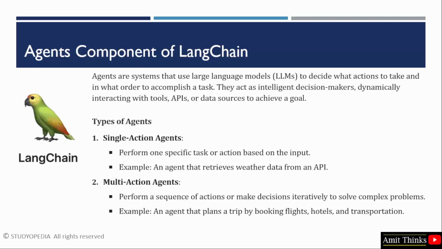The second one is multi-action. Multi-action agents can perform a sequence of actions iteratively to solve complex problems, like an agent that plans a trip. So what are the things required to plan a trip? Like an agent is used to book flights, hotels, and even the transportation.